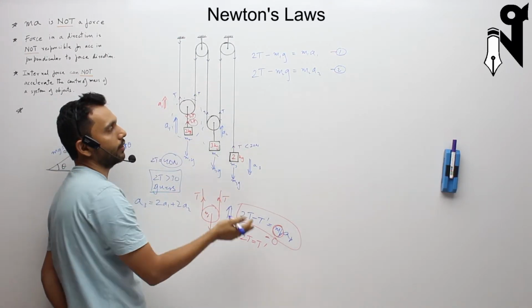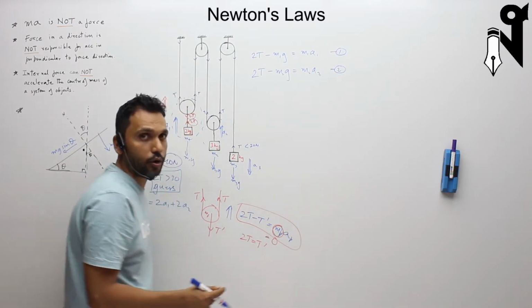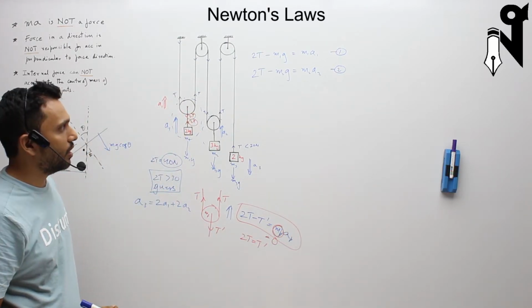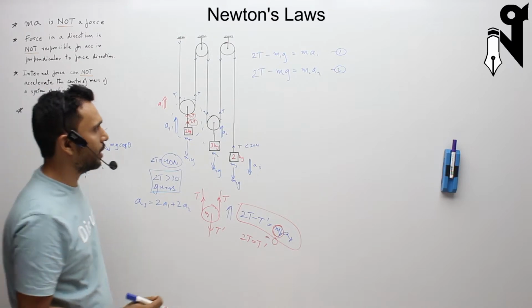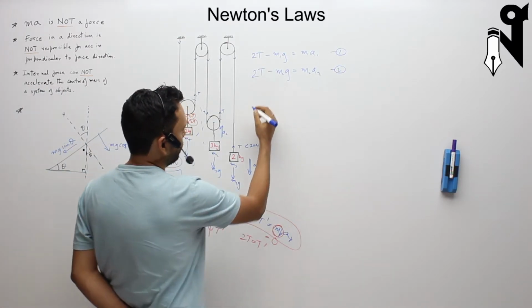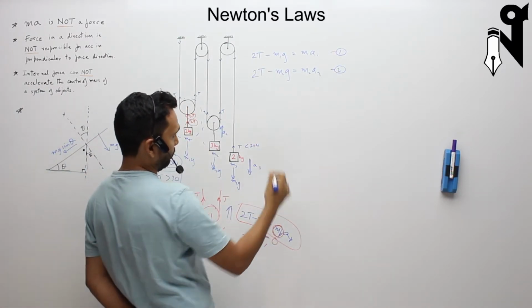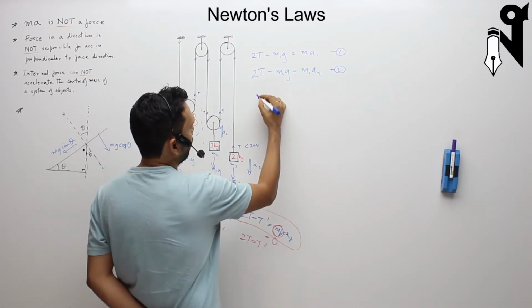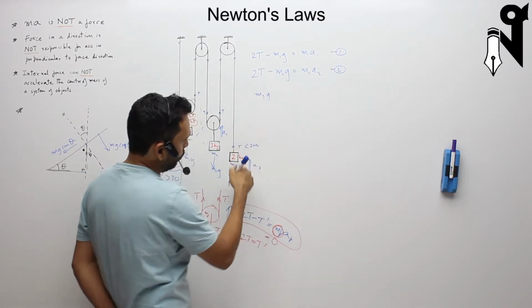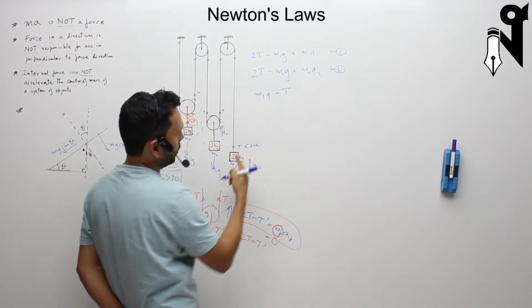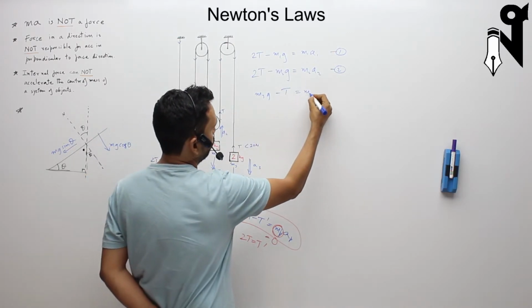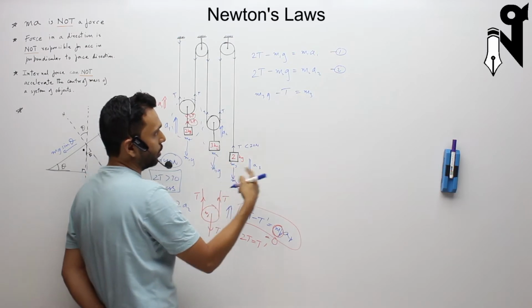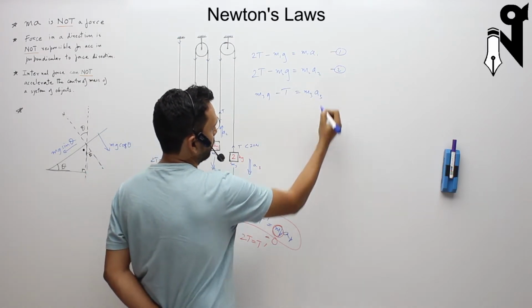You can write energy equations to find, but we are not on to the energy and power chapter yet. So sticking to this and writing the equation for this body, what we get is m3g, the downward force, countered by tension, the upward force, is equal to the mass of the body, m3, times the acceleration of that.